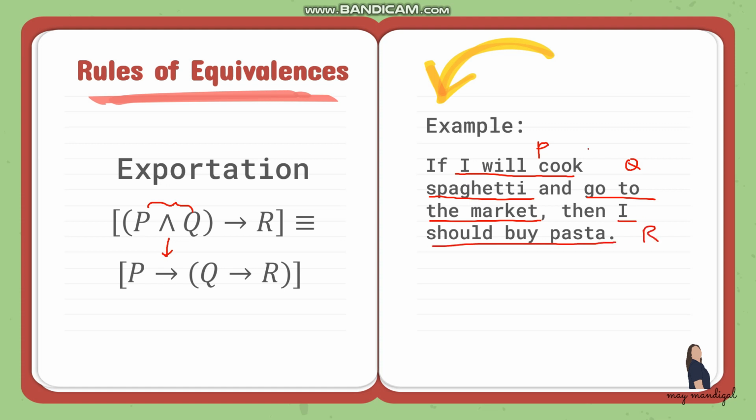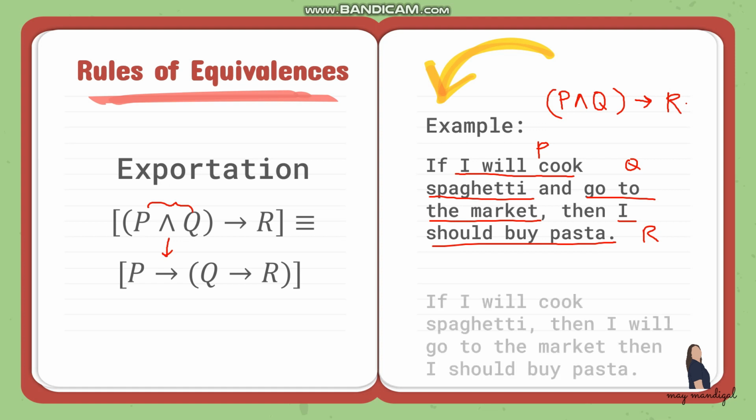So if we will write this into its propositional form: if I will cook spaghetti and go to the market, then I should buy pasta. Now, if we will write the equivalent statement of this using exportation, that will be: if I will cook spaghetti, then I will go to the market, then I should buy pasta. They just have the same thought, these two right here.